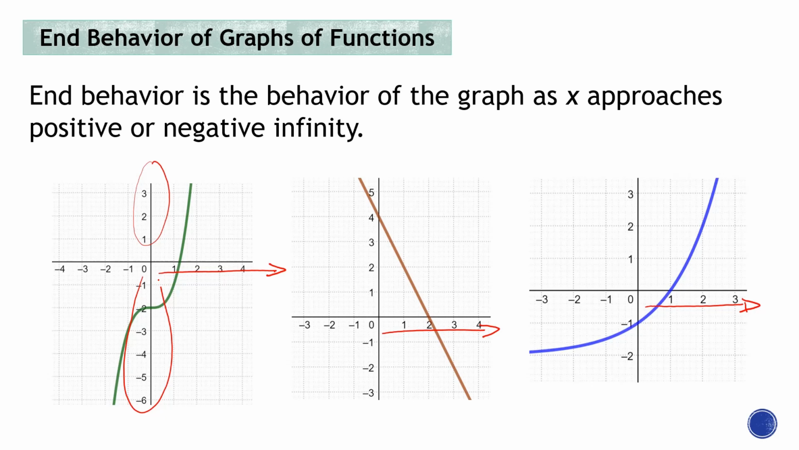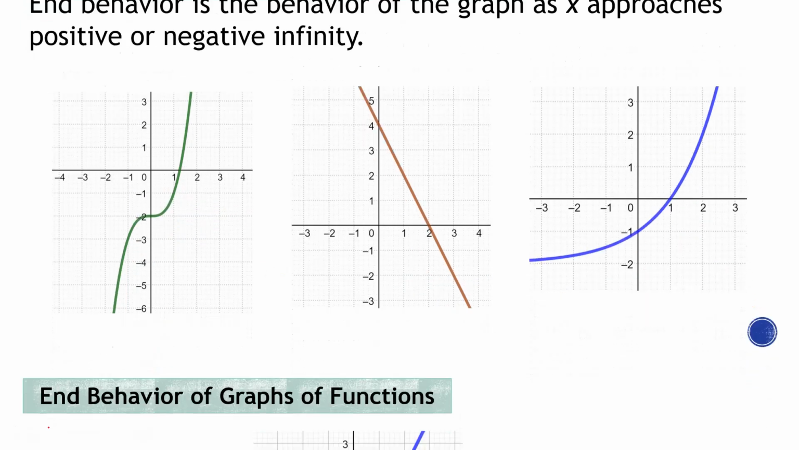Now, as x is approaching negative infinity, where is the left side of the graph going? So again, that's the base. Those are the two basic questions. As x is approaching positive infinity, where is the right side of the graph going? As x is approaching negative infinity, where is the left side of the graph going? Now think about those two things.